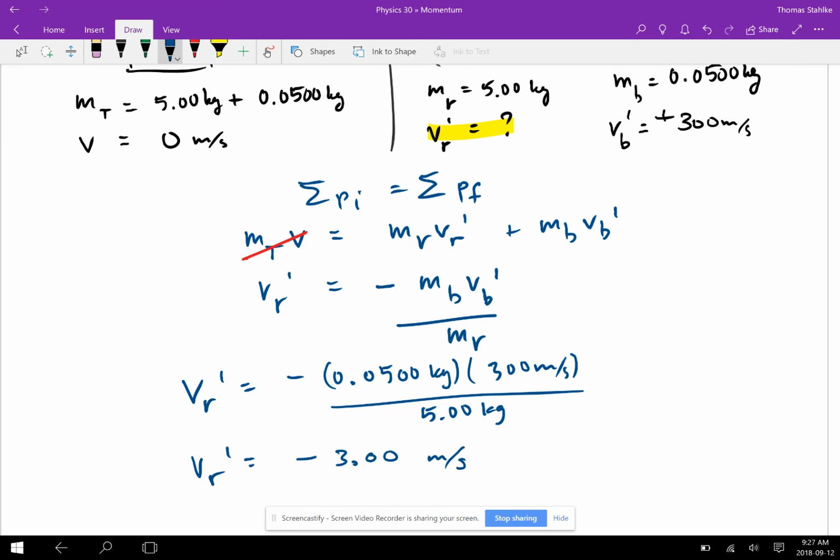So the rifle goes in the opposite direction at a much slower velocity because it's a greater mass. That way the momentum is conserved. Okay, hope that helps you out. Next step, two-dimensional collisions. See ya.